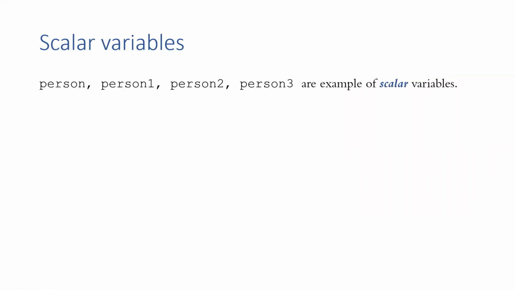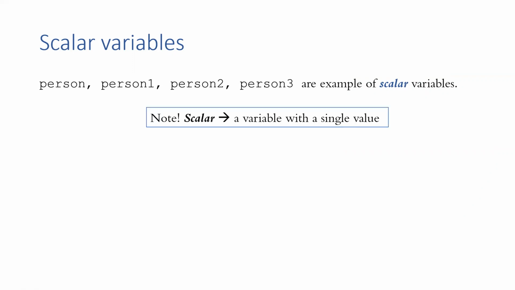So these variables, person, person one, person two, and person three, are what we call scalar variables. When we say scalar, it is a variable that has only a single value. For instance, as you have seen in the example previously, the person has only a value of 100. However, there are many things that require a set of related values.